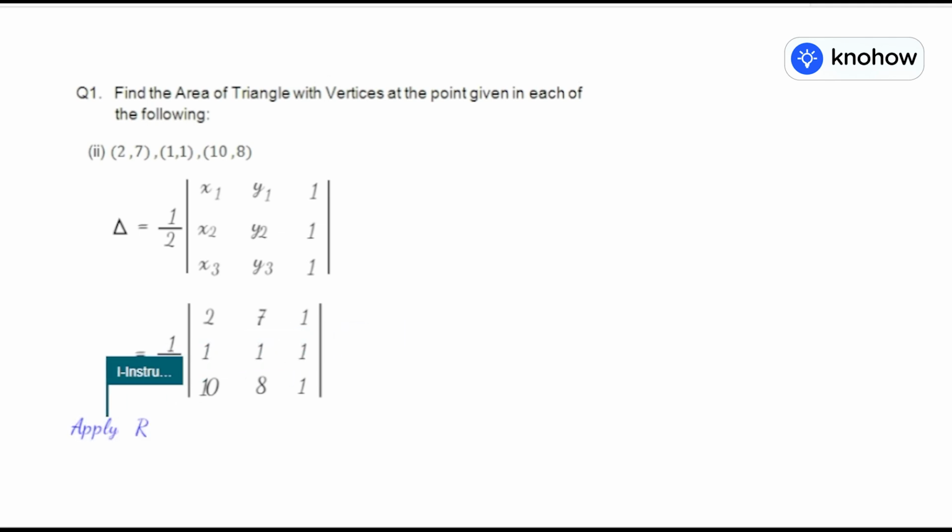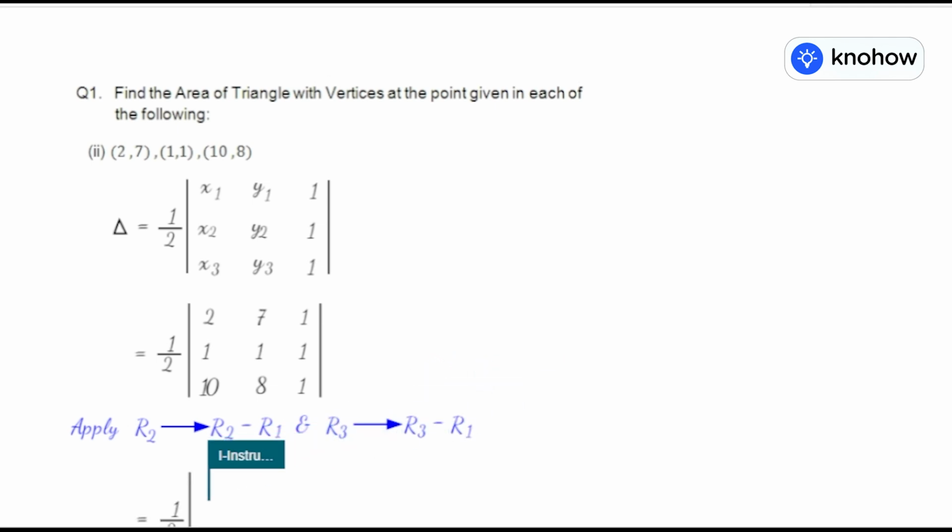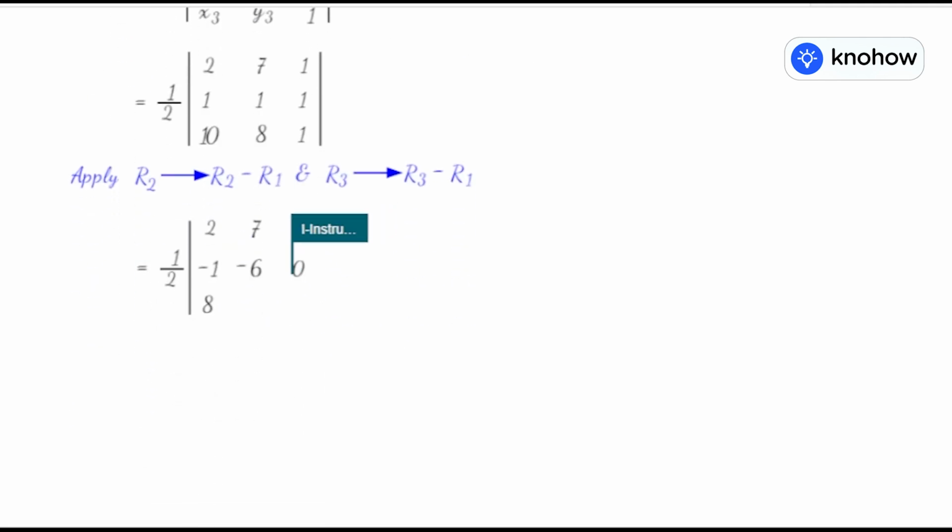Because once you get 2 zeros, it will be easy to evaluate it. Okay, let's try that. Replace R2 by R2 minus R1 and R3 by R3 minus R1, keeping R1 the same. So half, R1 the same: 2, 7, 1, and R2 minus R1 gives you 1, minus 2, minus 6, 0. Similarly in the third row, after operating R3 minus R1, you get 8, 1, 0. And now you should expand it along which row or column?